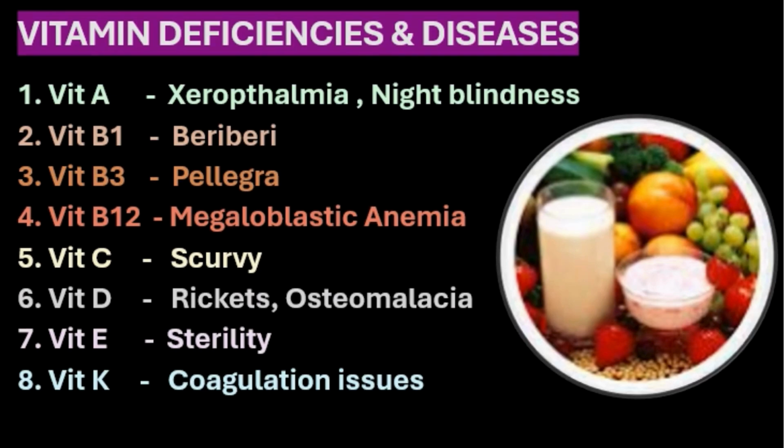Now let us see the vitamin deficiencies and diseases. Vitamin A deficiency causes xerophthalmia and night blindness. Vitamin B1 deficiency, beriberi. B3, pellagra. B12 is megaloblastic anemia, which is the answer in the options. Vitamin C causes scurvy. Vitamin D causes rickets and osteomalacia. Vitamin E causes sterility. This is the anti-sterility vitamin. And vitamin K deficiency causes coagulation disorders.